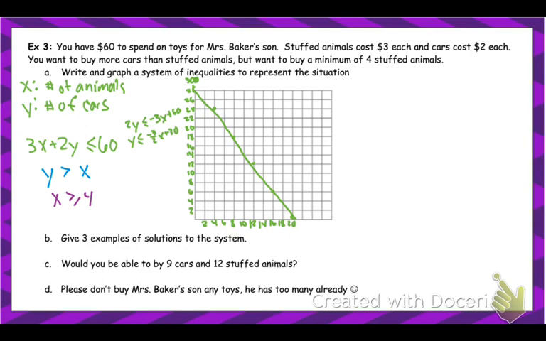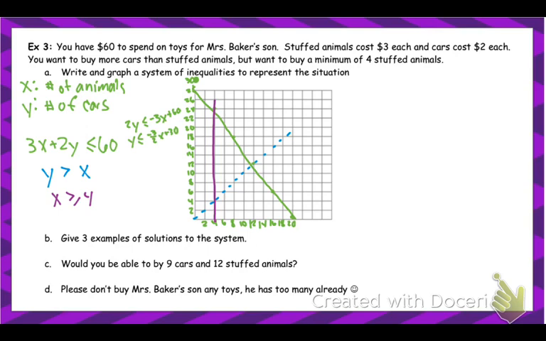And again, I'm going to wait on my shading. I've got y is greater than x, so I'm going to make my line. And then I've got x is greater than or equal to 4, so that's going to be a solid line right there. So my shading, this time instead I'm going to do it in one step.